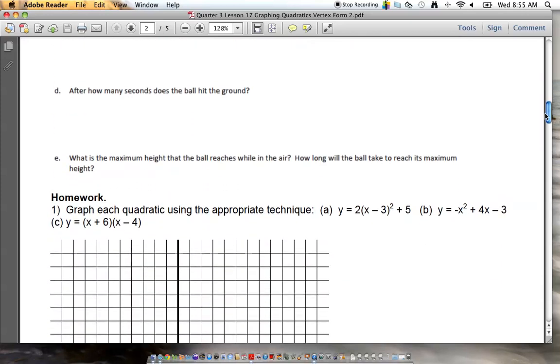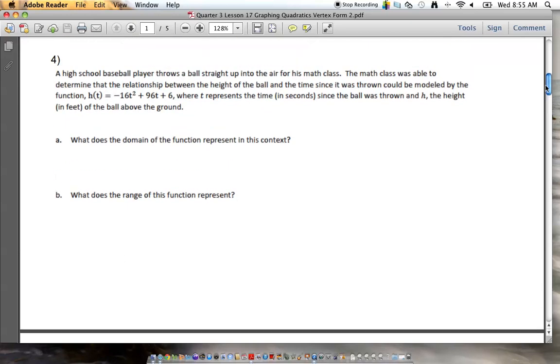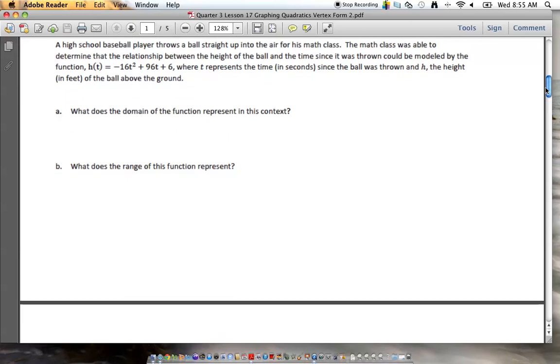After how many seconds does the ball hit the ground? Can somebody tell me 2 different ways to do this problem? Calculator. What are you looking for on the calculator? Y equals. How do you tell where it hit the ground? You go to the table and you keep going until it says 0. Very good. You're looking for the y of 0, the height of 0, or you watch where it crosses the x-axis. There is another way too.